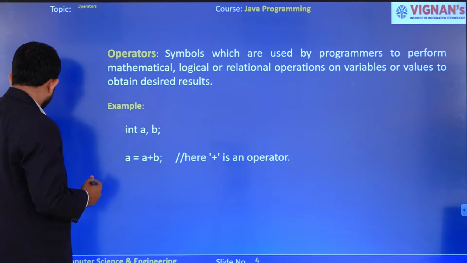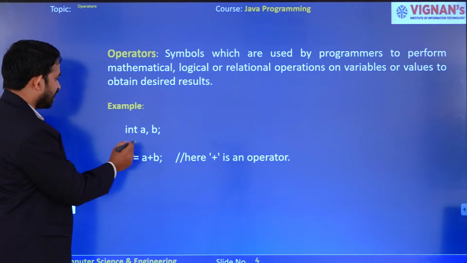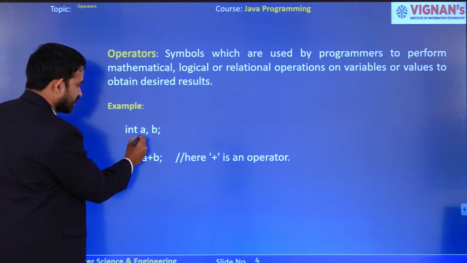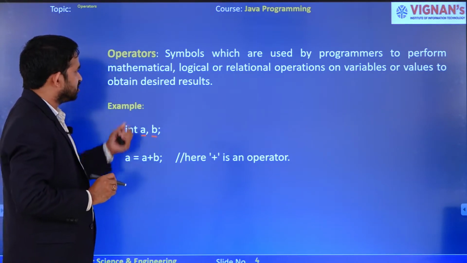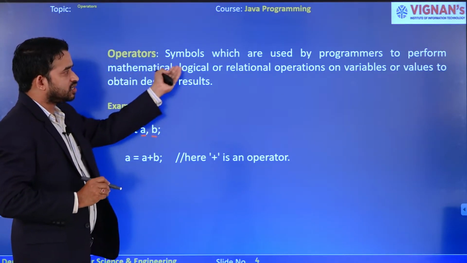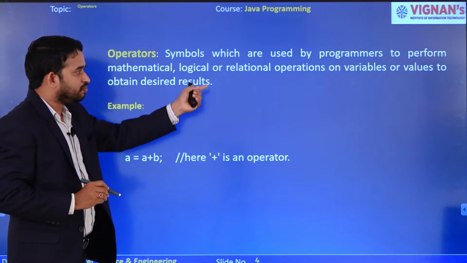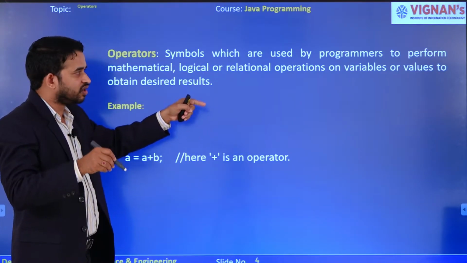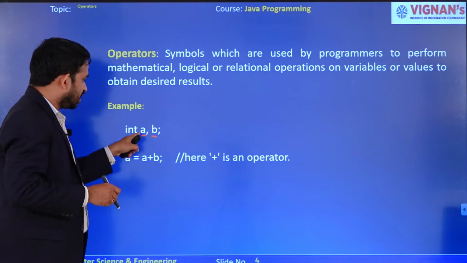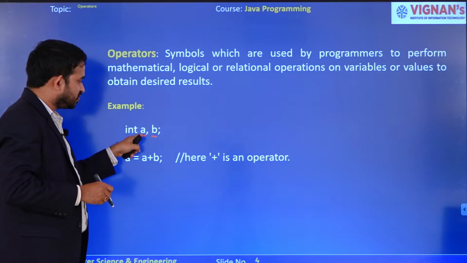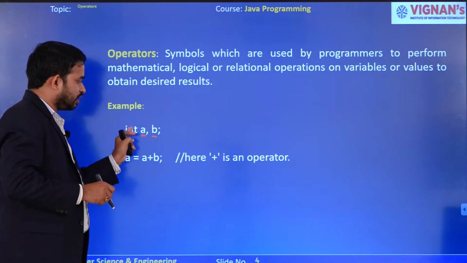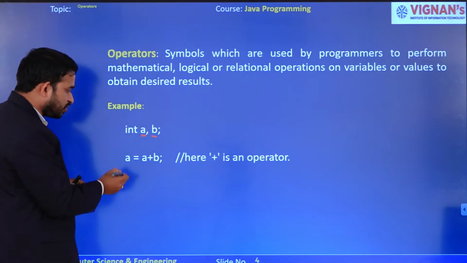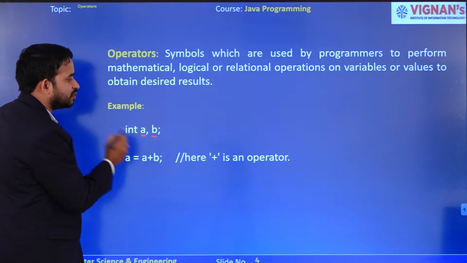Here I am declaring two variables, A and B. I am going to perform one operation. It may be a mathematical operation, logical, relational, any. But based on this, we are performing an operation on variables or values. Here I declared two variables as A, B. Okay. Here I am going to perform A equal to A plus B.